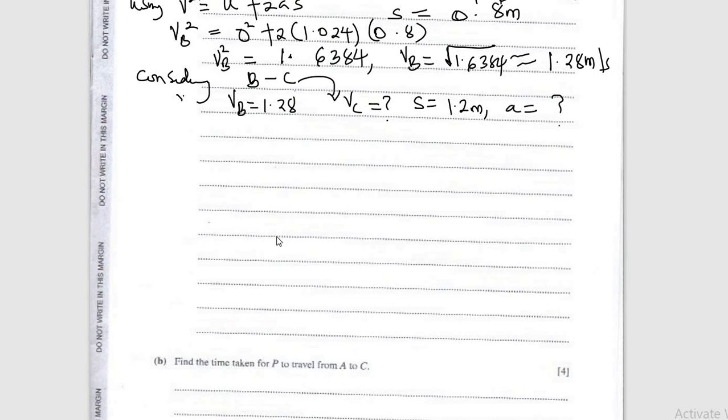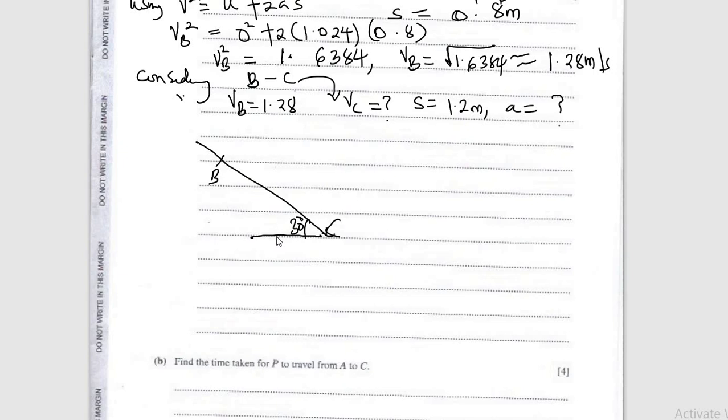So to get the acceleration, I need to draw the diagram again. I need to draw a skeletal diagram. This is 30 degrees. I'm considering just between B and C. Let's say here is C. The distance between them is 1.2. This is C. I'm considering between B and C.